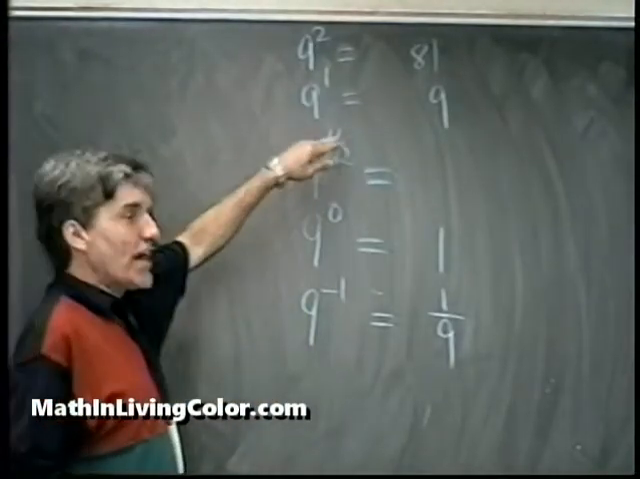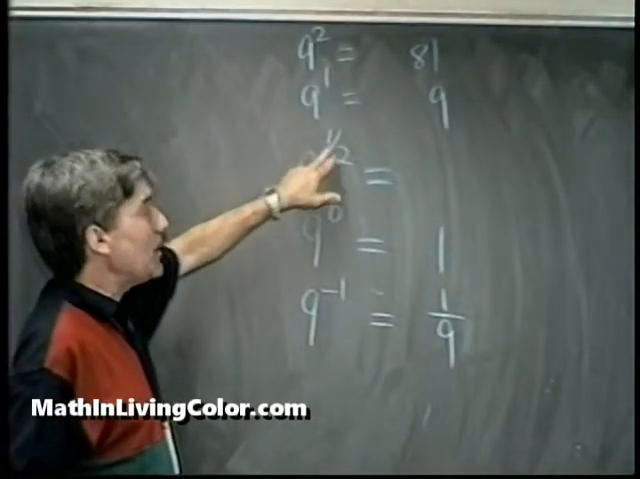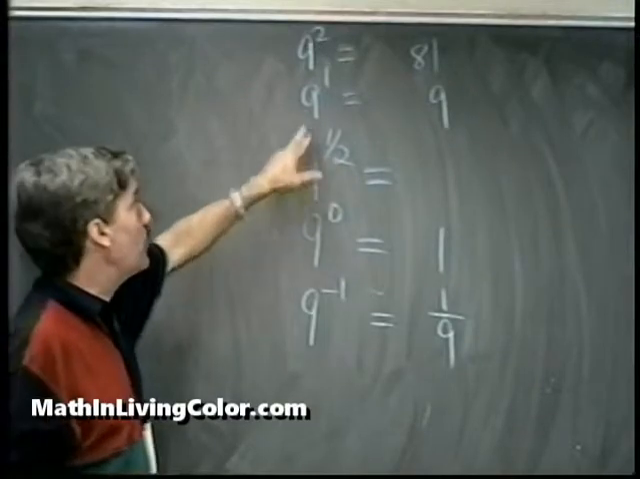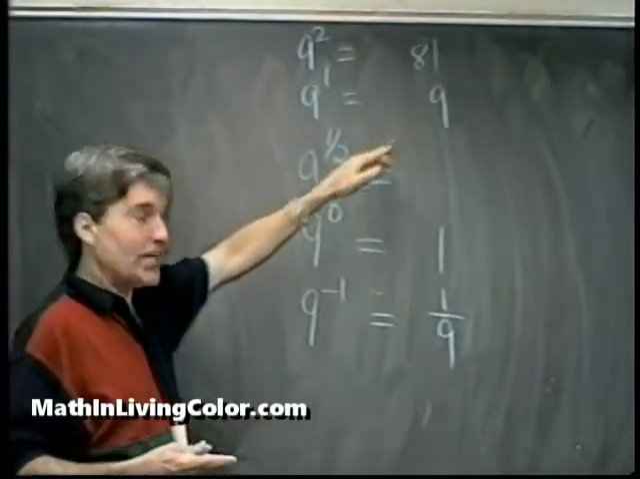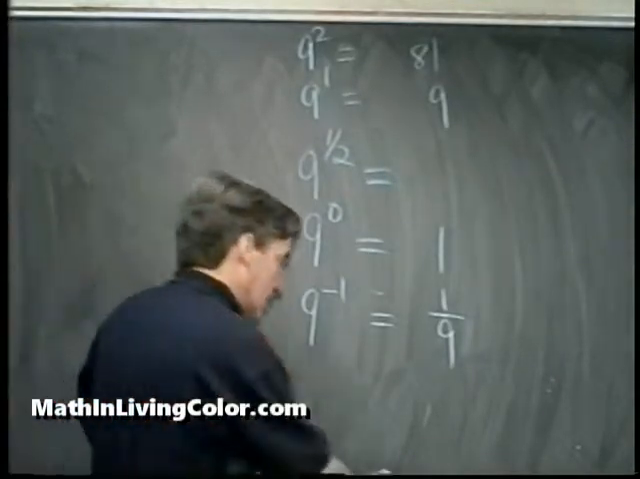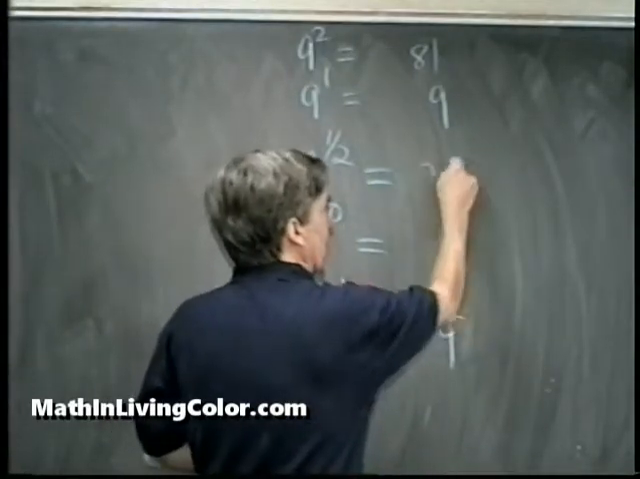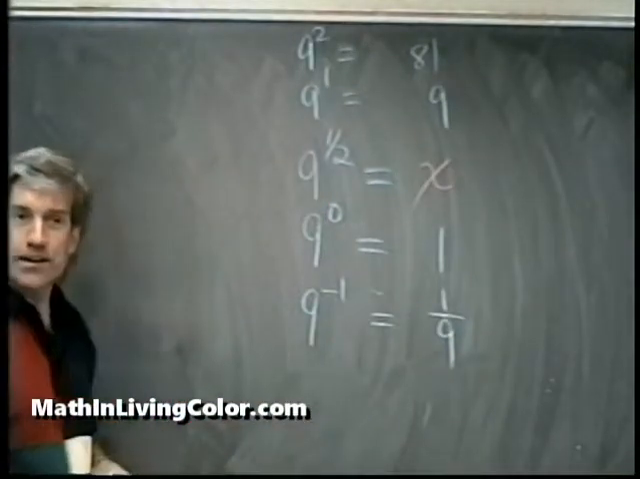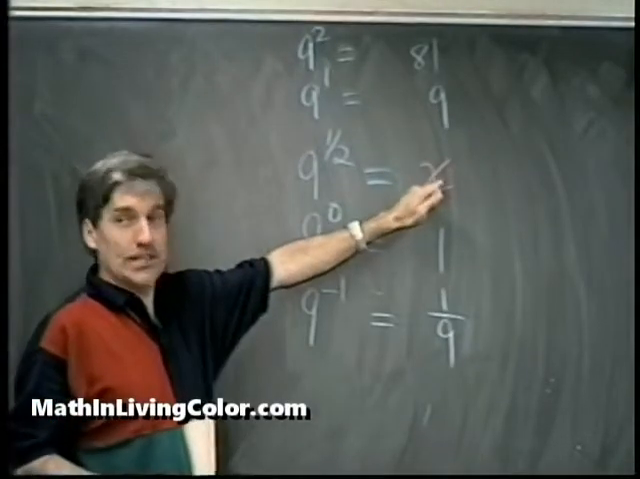But 9 to the 1/2 power. You can't really say that it's 9 times itself 1/2 time, can you? Like you do up here. 9 times itself gives you 81. You can't say it's 9 times itself 1/2 time. We just don't know what it is. So let's let it equal some unknown number. Let's let it equal x or y or something like that. Now, what I want to do is try to find out what that value of x is.